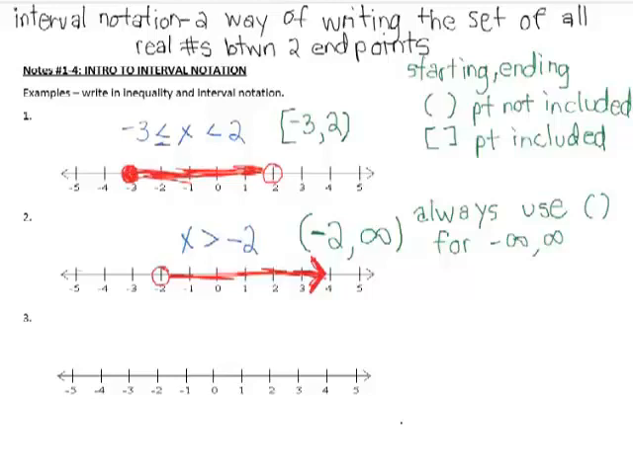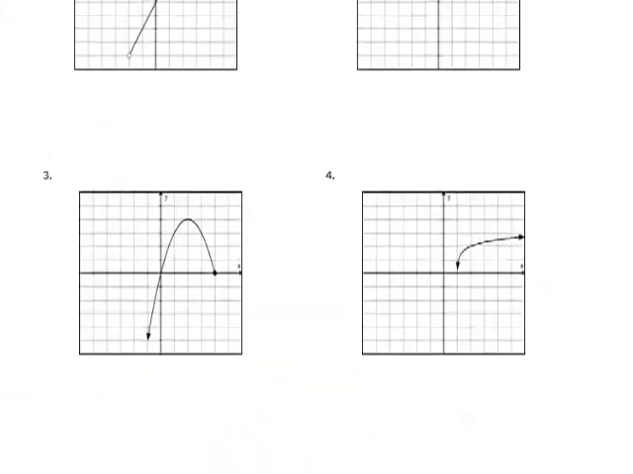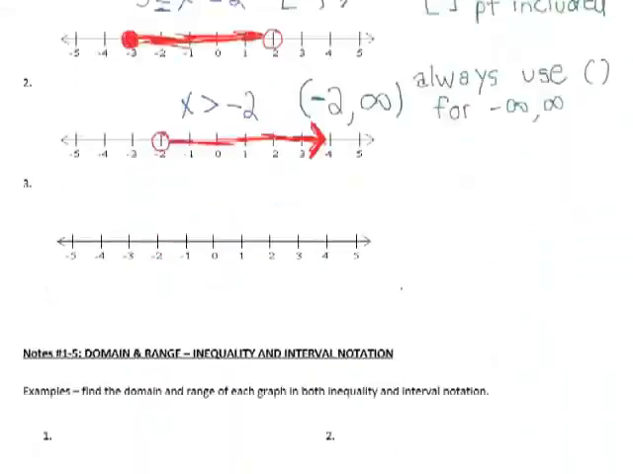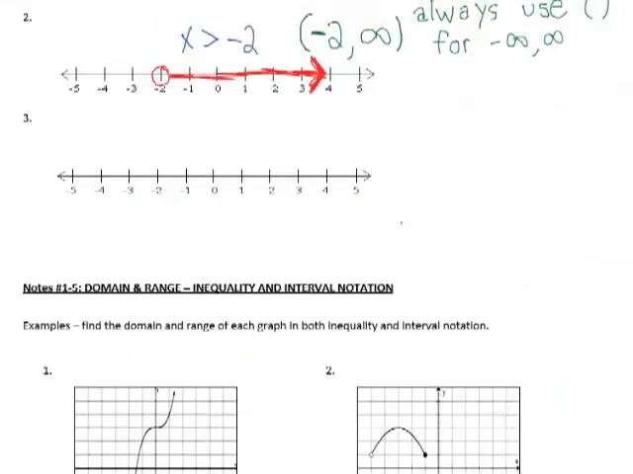Alright, let's try one more, number 3, and let me scroll down to give us some room to write. Okay, on this one we're going to do something a little different. Let's do -1, open circle, and draw an arrow going to the left. And then let's draw another one: a closed circle on +2 and draw an arrow going to the right.